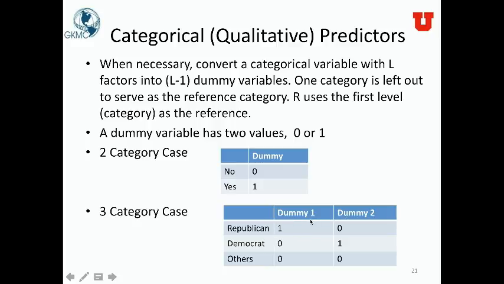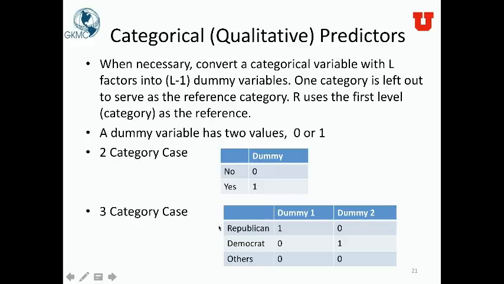So when dummy 1 is 1, it means that the party is actually Republican. When dummy 2 is 1, then the party is Democrat. When none of these is 1, that's when the third, called the reference category, is the case for the record or for the data point.